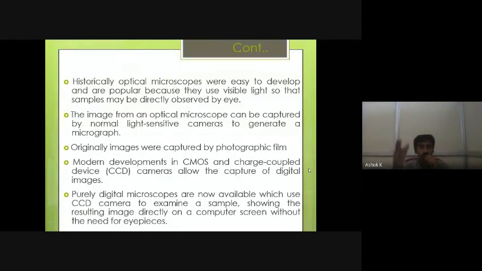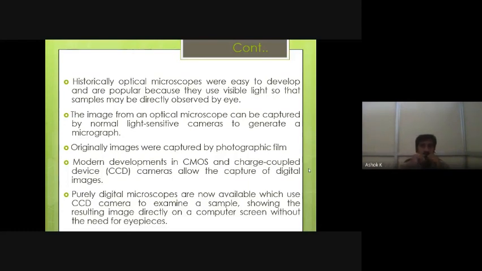The photographic film you have already studied in non-destructive testing methods, and in radiographic testing the photographic techniques were used for capturing the images. A similar concept was used here, but instead of electrons or radiation sources, the visible light source is used for capturing the image on a photographic film.